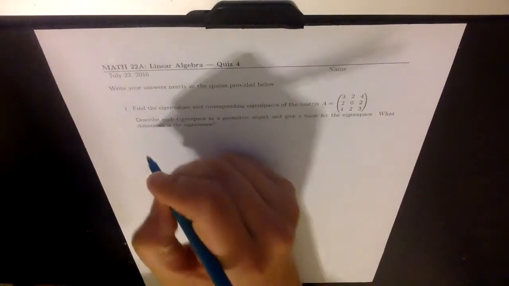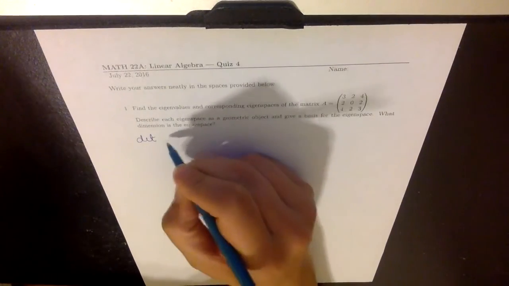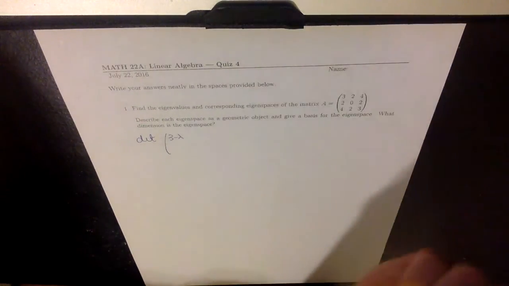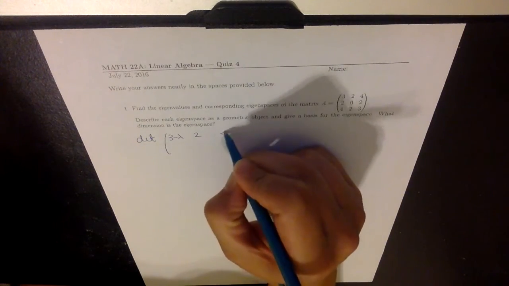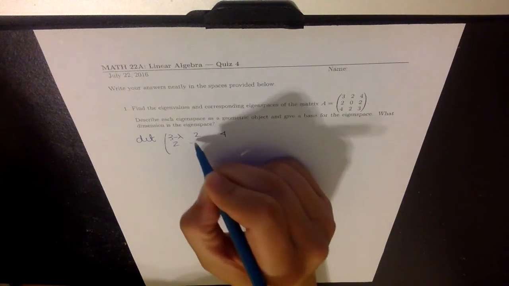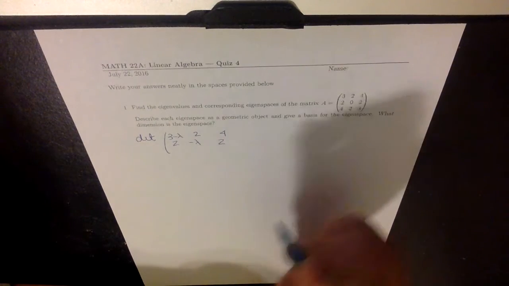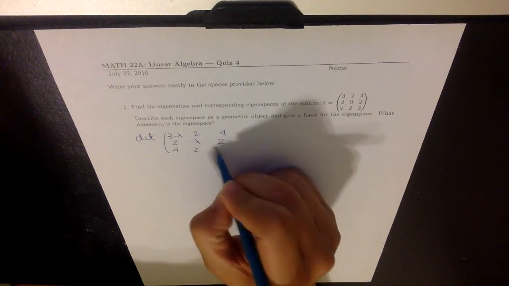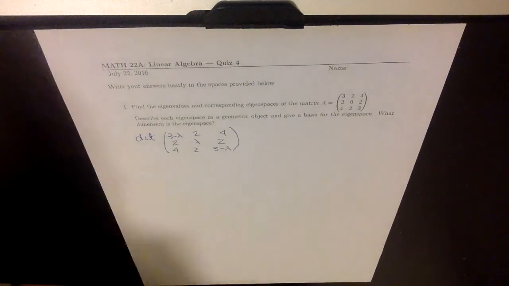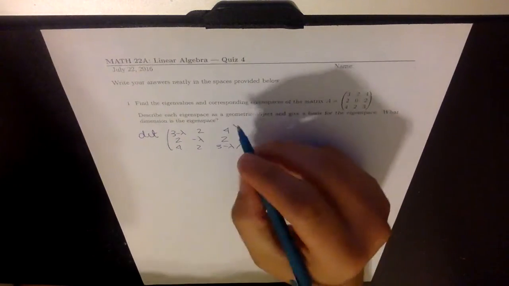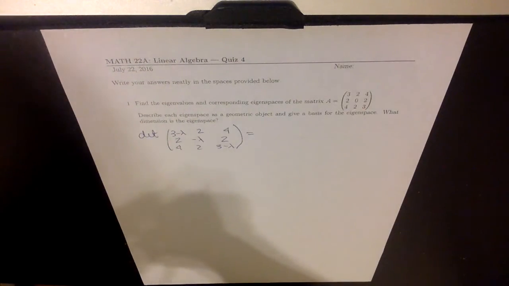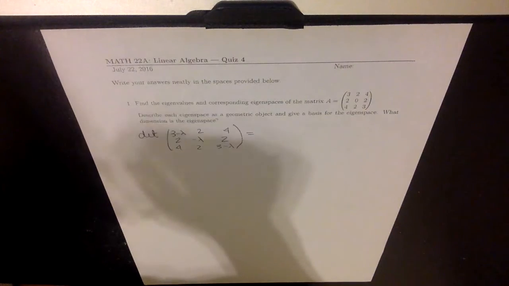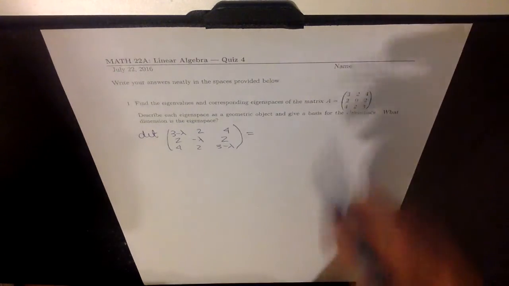Okay, so to find the eigenvalues, we're going to find the roots of the determinant of the matrix with rows (3 minus lambda, 2, 4), (2, minus lambda, 2), (4, 2, 3 minus lambda). I'm going to write this out, and then I'm going to tell you how much simplification I'm going to do, and specifically some simplification I'm not going to do.